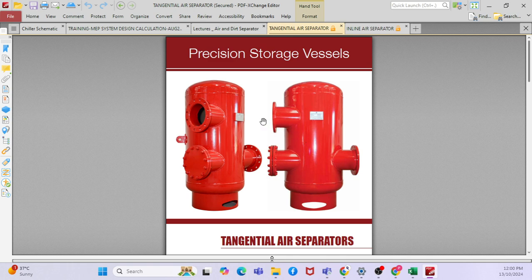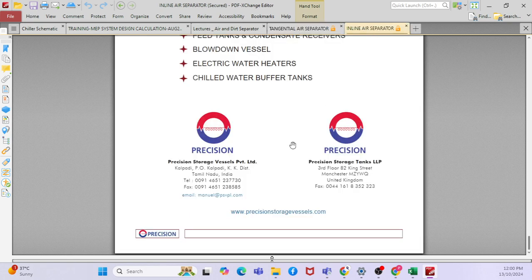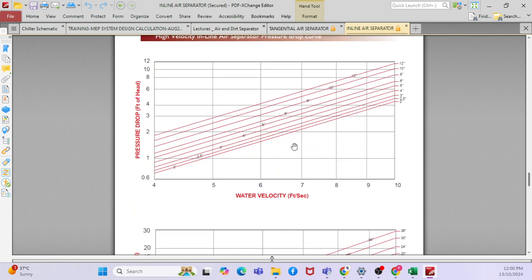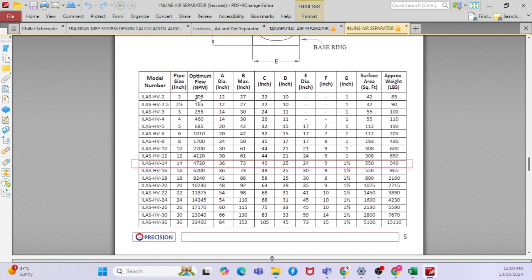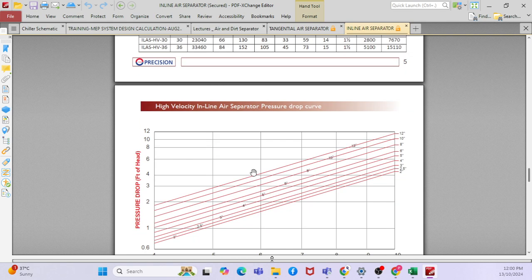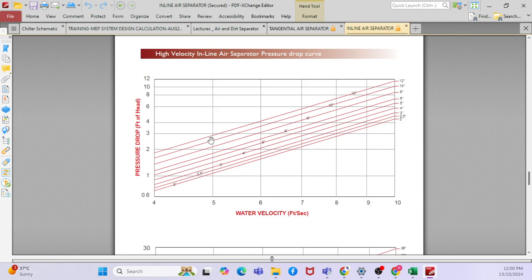The maximum velocity is 3 meters per second. Based on that, you can do the sizing. If you go to one of the manufacturers, you can select the model based on the optimum flow. When you know the optimum flow, you can calculate the velocity, so that will be the maximum velocity. Based on that, you can do the pipe sizing, which will be used for your further connections. Then you can select the model and calculate the pressure drop for the system. This pressure drop is required for your pump head calculation.